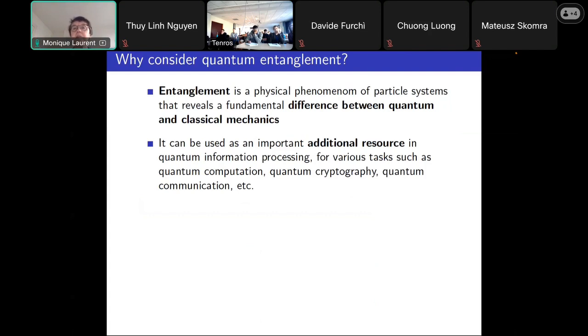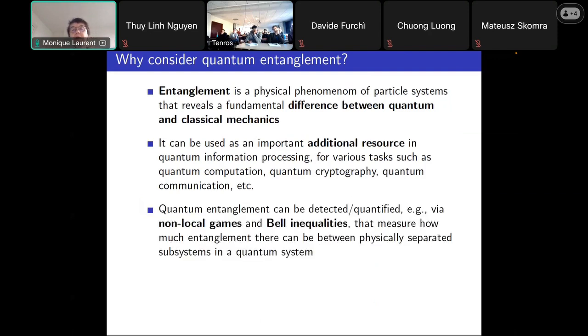And entanglement is now used as a resource in order to carry out in a more efficient way some computational tasks like quantum computation, quantum optimization, quantum cryptography, quantum communication, etc. You will hear, of course, more about real applications of quantum information from more experts in the coming days.